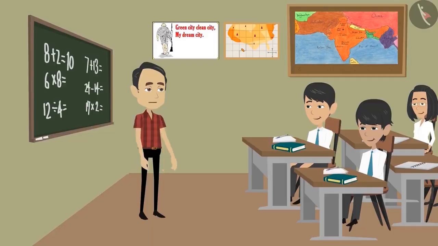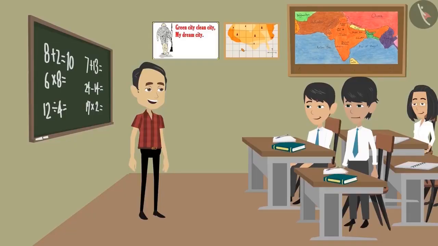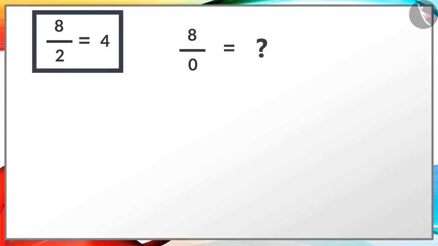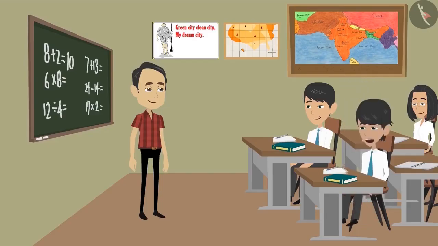Well done, Mohan. Now, what is the value of 8/0? Sir, this cannot be found. I can't find any number which gives me 8 when multiplied by 0. Rightly said, Mohan. And we call such a number undefined. Sir, I have understood now.